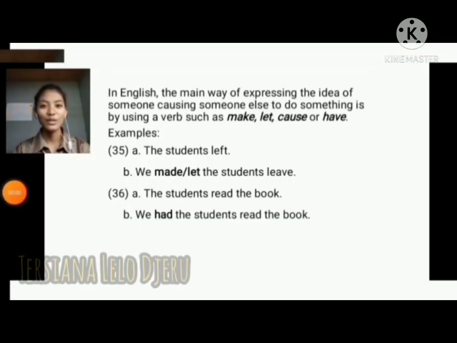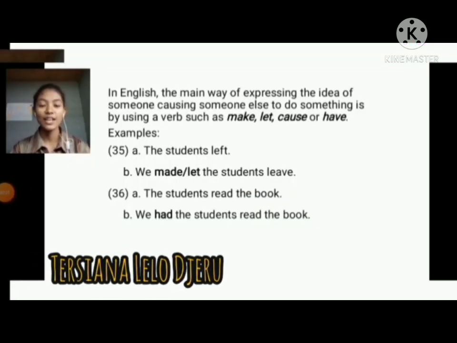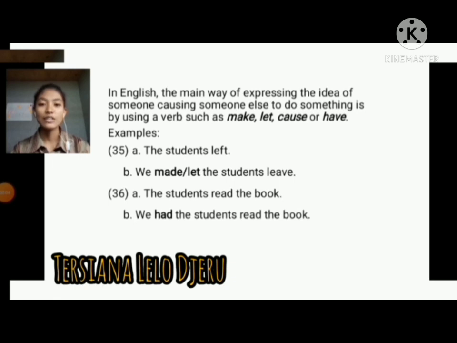Thank you. Hello everyone, my name is Tarsiana Yaru. Now I'd like to tell you about some examples of causative construction in English sentences. So the main way of expressing the idea of someone causing someone else to do something is by using a verb such as make, let, cause, or have.